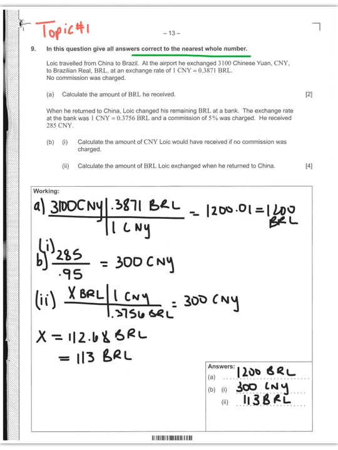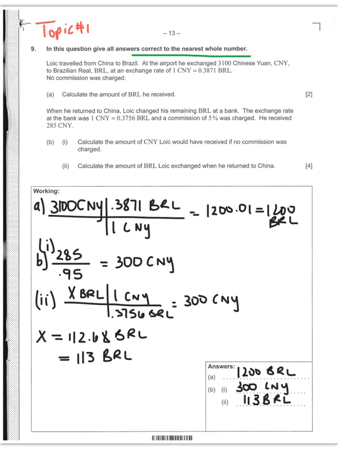Number 9 is topic number 1, money exchange. We're talking about exchanging 3,100 Chinese yuan into Brazilian real, and there's no commission charge. Part A, we want to know how much Brazilian real he ends up with. So we do our unit exchange here: 3,100 Chinese yuan times 0.3871 Brazilian real per 1 Chinese yuan. Do this calculation. They want the answer to the nearest whole number, so you end up with 1,200 Brazilian real.